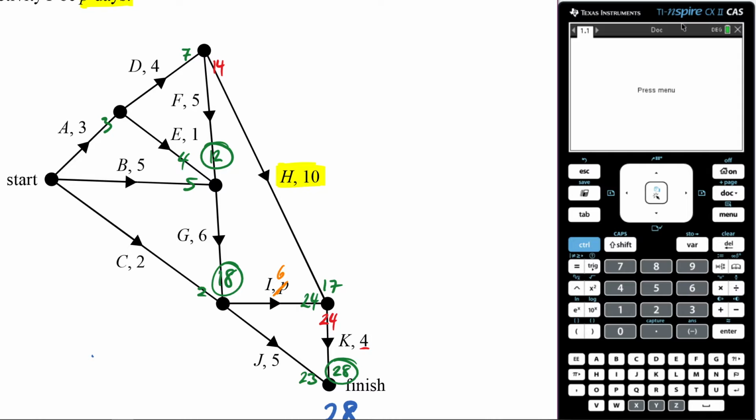Now, once I've got that, I can figure out immediately what my float time is going to be. Because remember, the float time is going to be equal to this number subtracted by this number. 14 minus 7 is 7. So that is how you do that. Remember, you want to take the LST and subtract it from the EST. And that is how you find the float time of something.